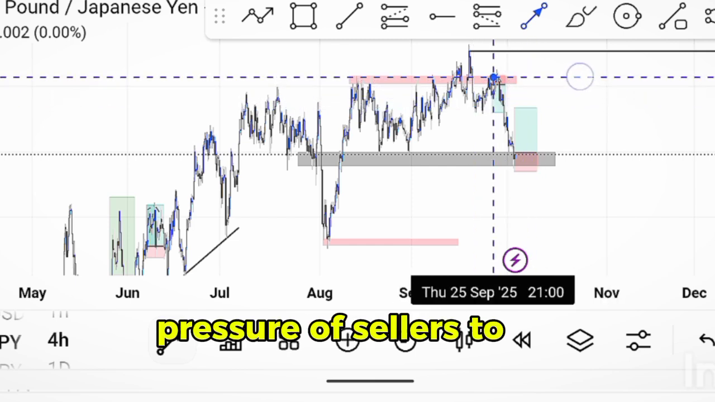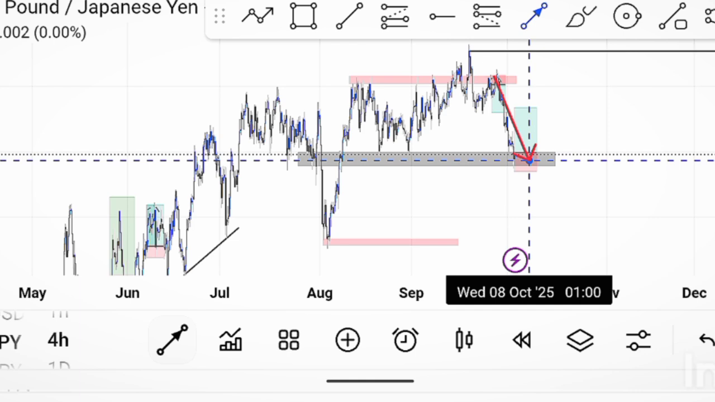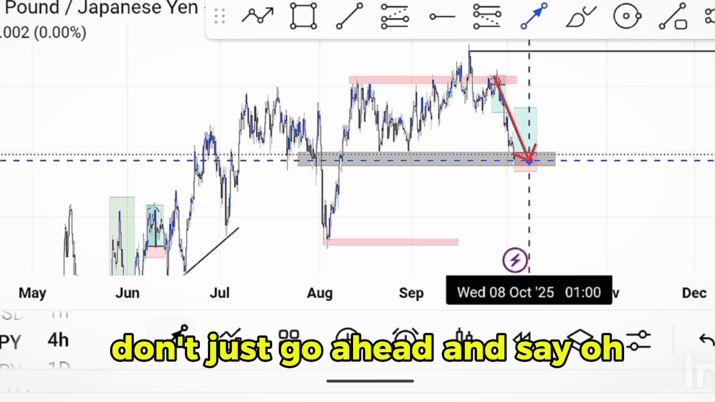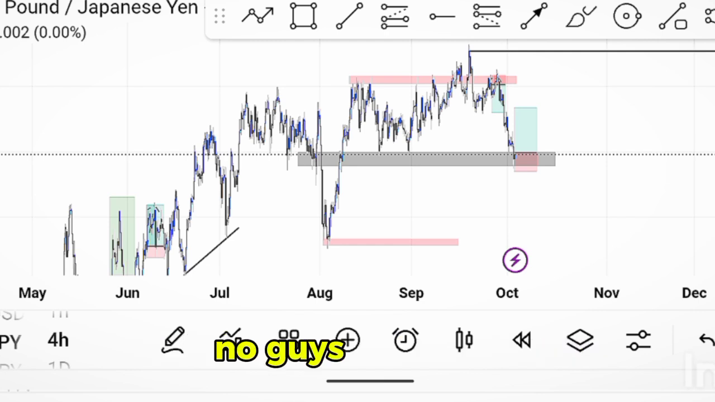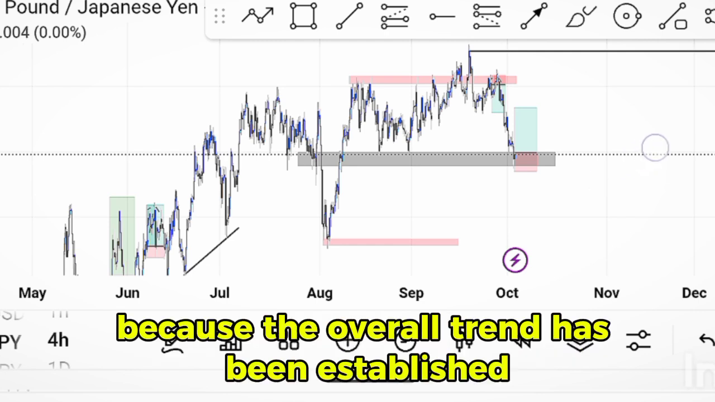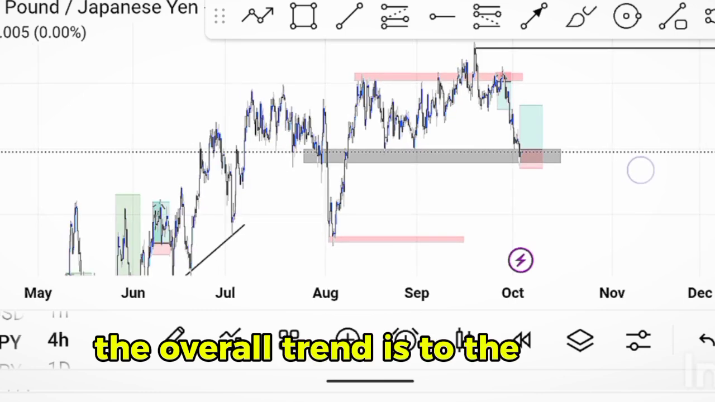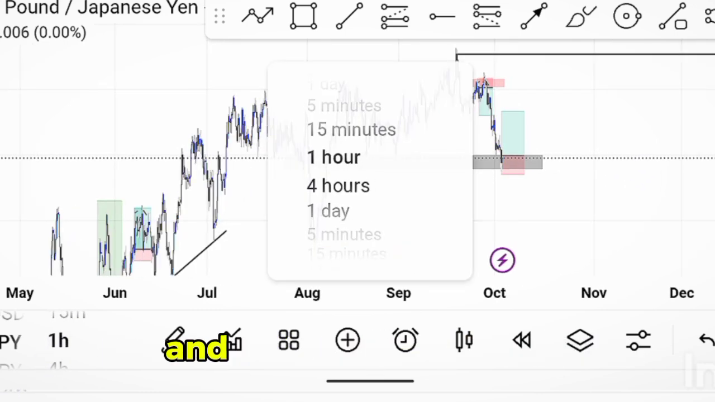Now you can't just say, oh, look at this, there is pressure of sellers to the downside. Don't just go ahead and say, oh, I guess the market has reversed, I think it's time to take sales. No guys, it can't be time to take sales because the overall trend has been established. The overall trend is to the upside, so you can't just jump in. Let's go to the 1-hour chart and see how it's looking.